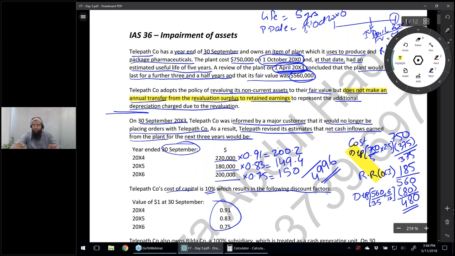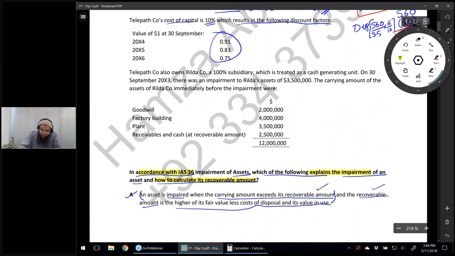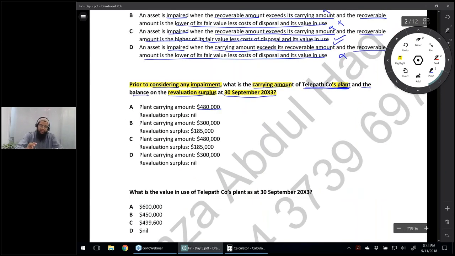The highlighter is not working on this. So 185 and 480, these are the two relevant values to us. So let's go down. The plant has 480, but revaluation surplus 0, no. 300, 185, no. 480, 185, yes. So C is the right answer in this case.